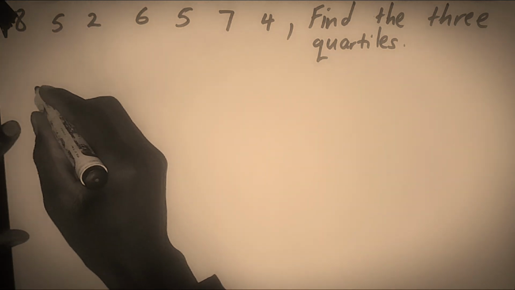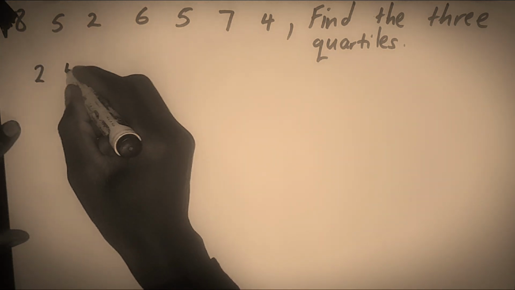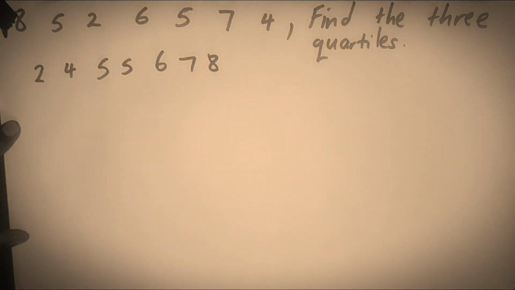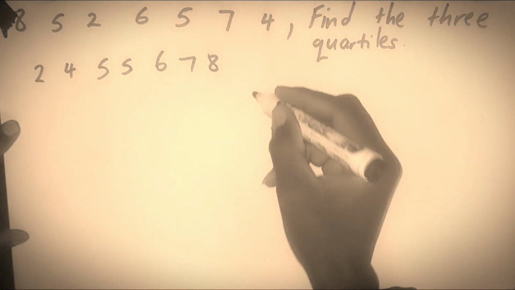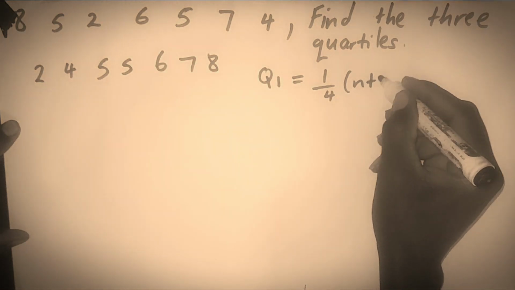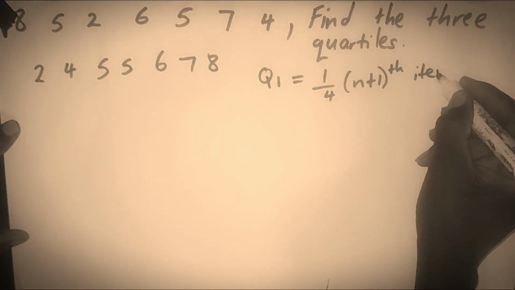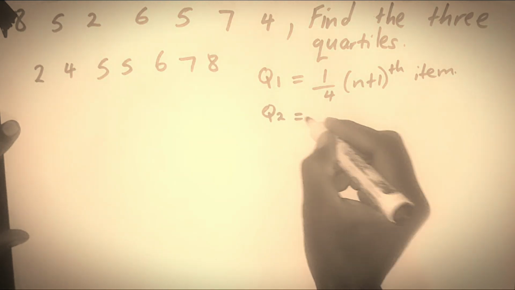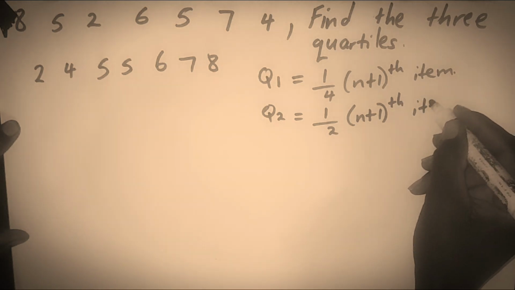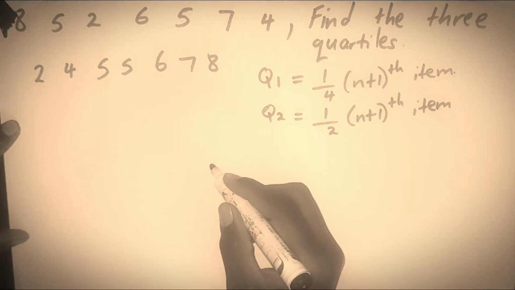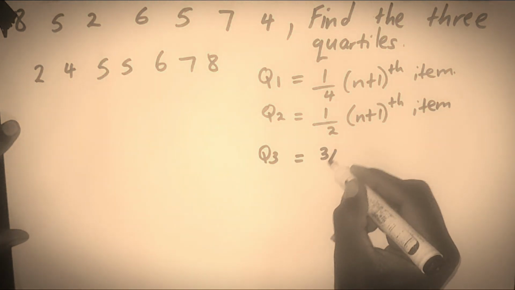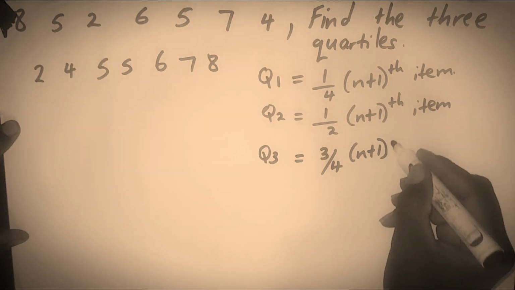We start with the smallest number, which is 2, followed by 4, and then I have two 5s, 6, 7, and then 8. After arranging our numbers in ascending order, let us write the formulas. The formula for the first quartile is 1 over 4 of n plus 1 the item. The formula for the second quartile is 1 over 2 of n plus 1 the item. And the formula for the third quartile is 3 over 4 of n plus 1 the item.